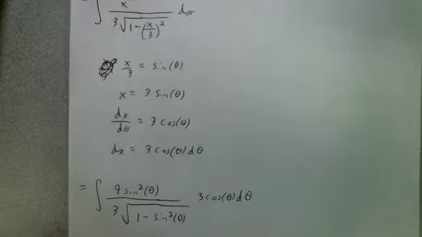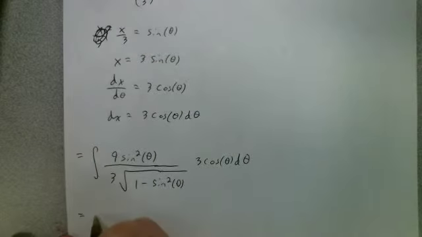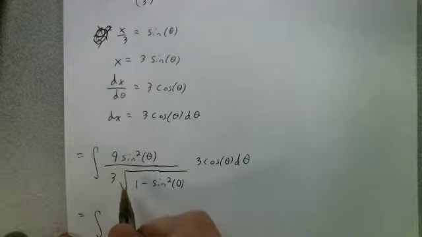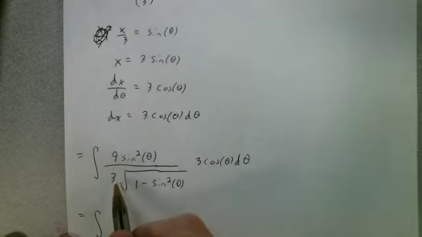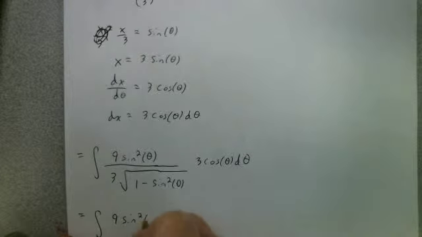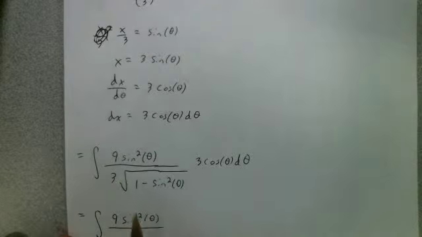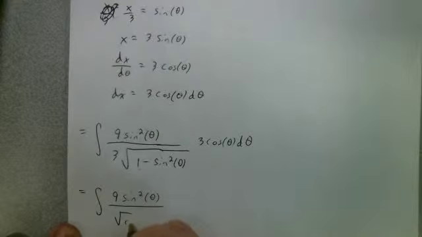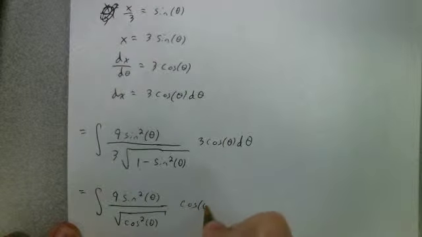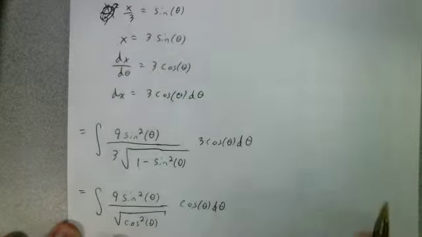So let's see. 9 divided by 3 is 3. Well, actually, 3 crosses off with this 3. I'll leave that 9 alone. So I got 9 sine squared theta on top. On the bottom, 1 minus sine squared, replace that with cosine squared. And I still have that cosine of theta hanging out there.